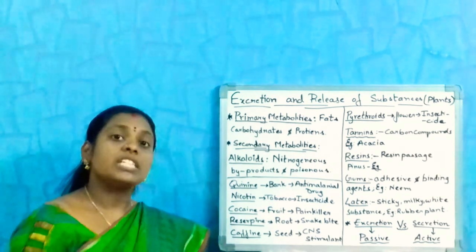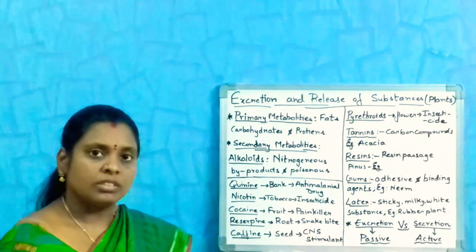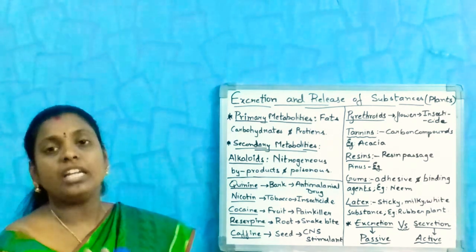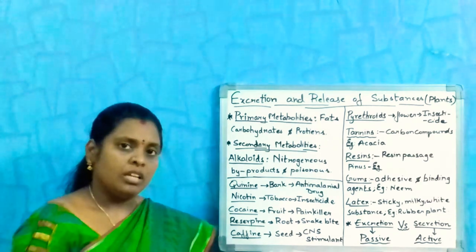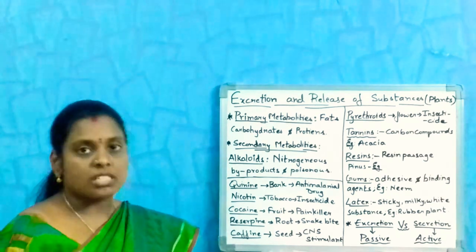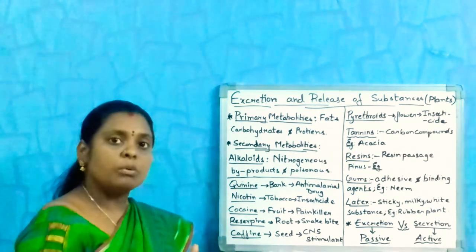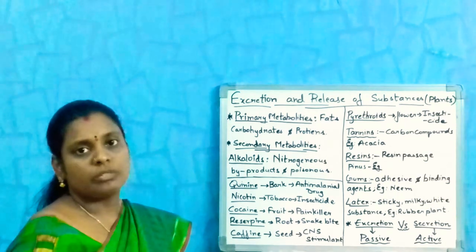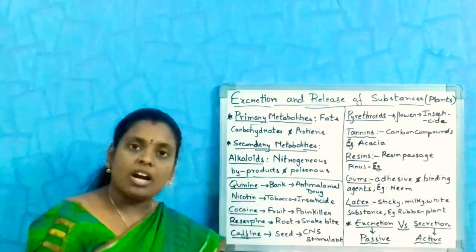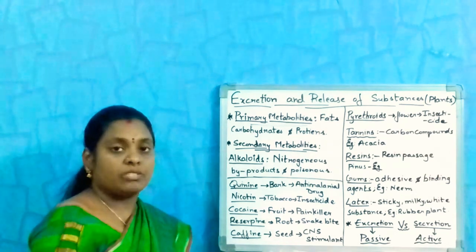If you see, these excretory products are again of two types: primary metabolites and secondary metabolites. The primary metabolites are carbohydrates, fats, proteins. These primary metabolites are used by the plant for its growth. These are useful for the plant for its growth and other activities.